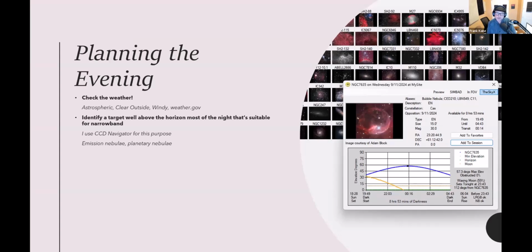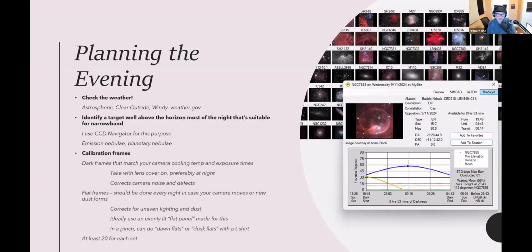target. Also, you want to make sure you check the weather, of course. I don't bother imaging if there's any chance of rain overnight or cloudiness. So I'm pretty picky about the weather. You don't have to be, but given that you're aiming for 20 plus hours of total exposure time, a night that's only going to give you 1 or 2 hours might not be worth dealing with, right? So you want to hold out for those better nights if you can. There's a lot of online resources for that, like Astrospheric, Clear Outside. Windy has some good tools for that. And also just the official government forecast from weather.gov can be useful as well.